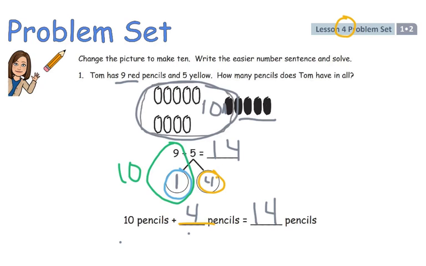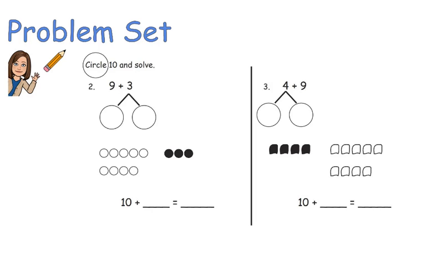Let's look at problem number 2. So problem number 2 says circle 10 and solve. Okay. So we have our picture. We have our 9 and our 3. So we're going to use 9 to make a group of 10. So let's see. We have 9. And how many do we need to borrow? 1. Very good. So we're going to put 1 here in our number bond.